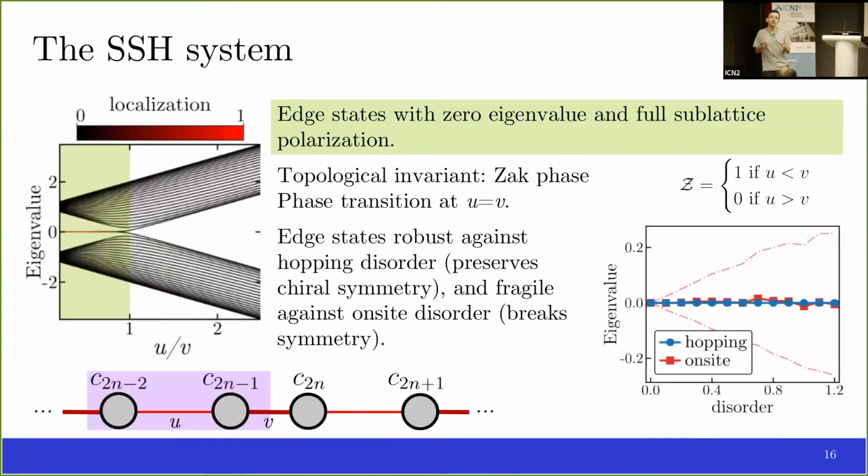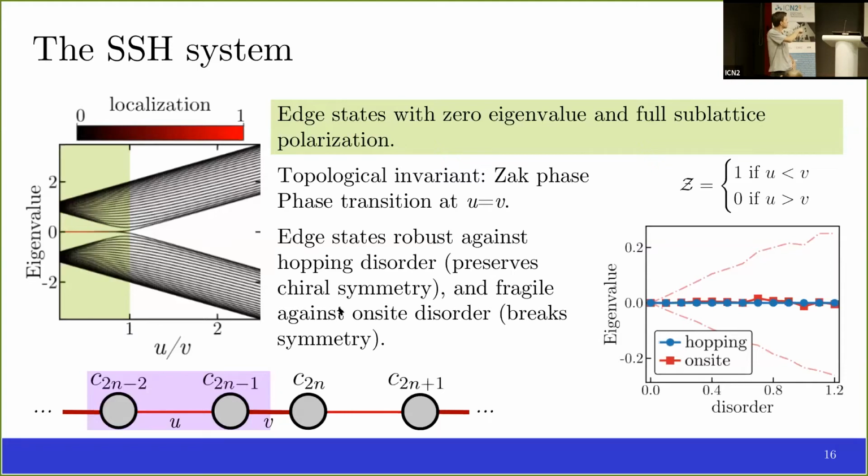We're particularly interested in the SSH system, which is the system we took to make our investigation. The SSH system is a dimerized linear chain, where it has an intracell hopping U and an intercell hopping V, and all of the on-site terms are equal.